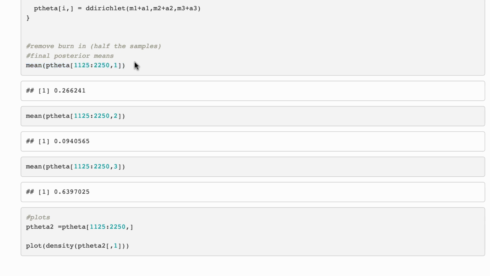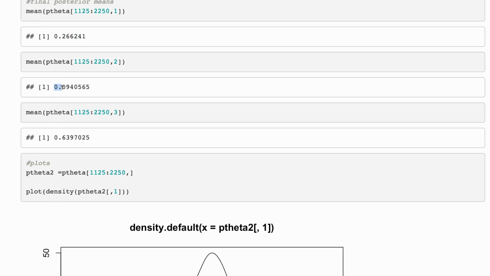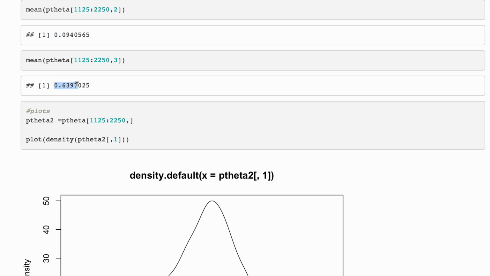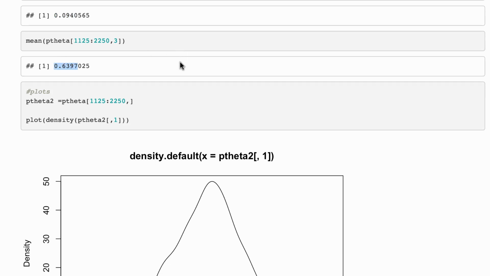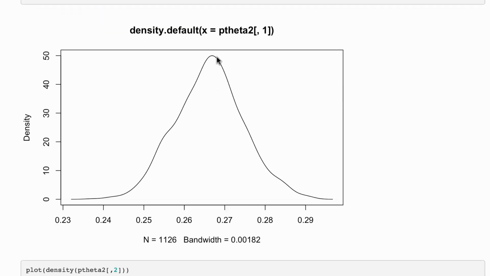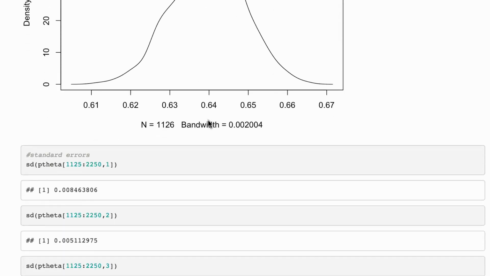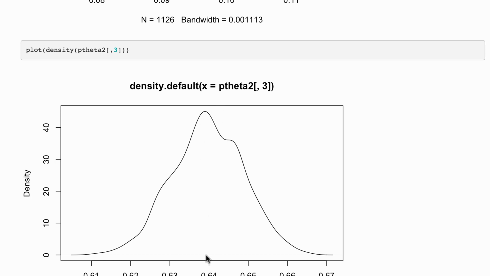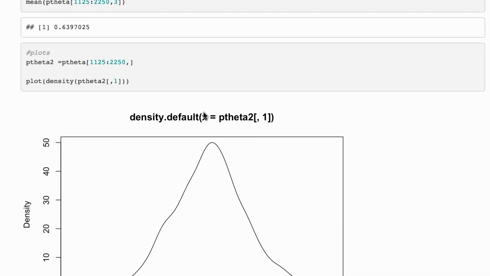You usually do burn-in with Monte Carlo methods, so I just threw away the first half of the samples and I took all the values of the second half. So I took basically 1,125 values in the second half of the vectors or matrices. That gives me the estimates 0.266, that's one parameter value, 0.094 as a second parameter estimate, and 0.64 for another parameter estimate. And just to show that the values did converge at the end, I plotted the density plots, which pretty much show that there is one unimodal mean for the distributions.